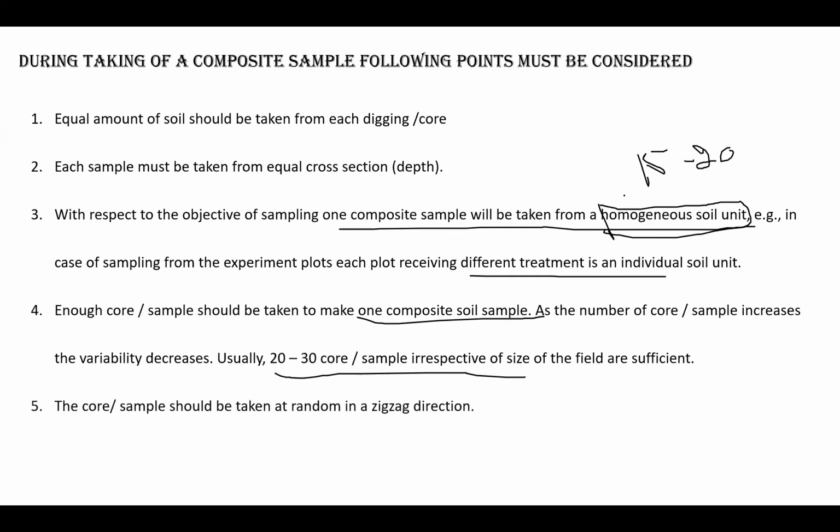The core should be taken in a random direction. A core or soil sample should be collected in a very random direction. There should not be any chemical interaction with the soil compounds. This chemical interaction means we should not collect the soil sample in a way that causes it, so we should use different equipment.